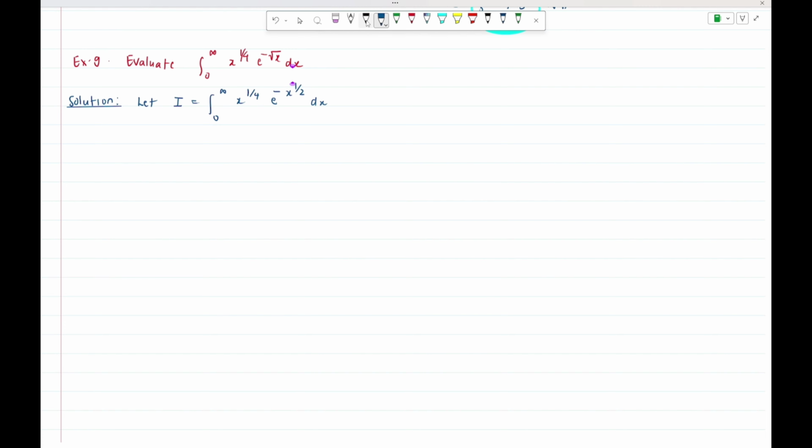So comparing it with type 2, let me just show you what type 2 is. So type 2 was integral from 0 to infinity x raised to m e raised to negative a x raised to n dx. And the value of this is 1 over n, 1 over a raised to m plus 1 divided by n, into gamma of m plus 1 divided by n.